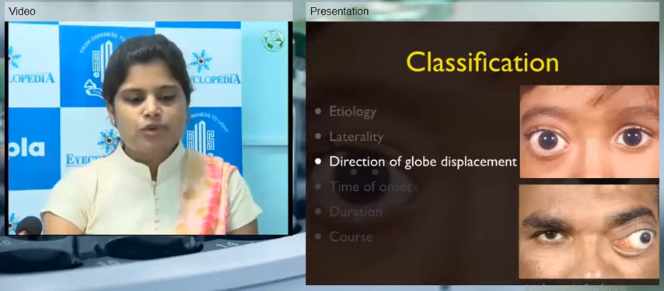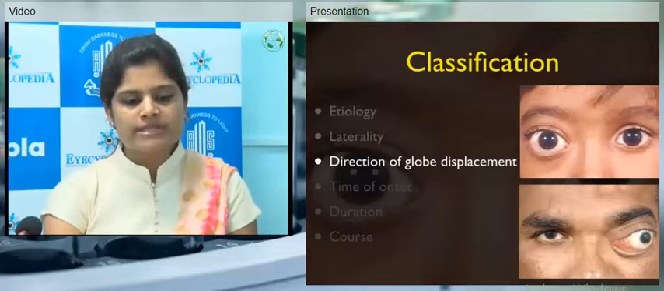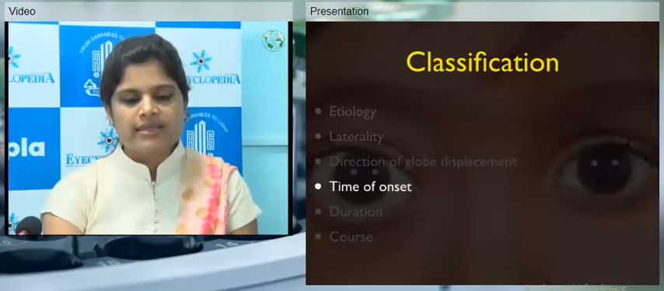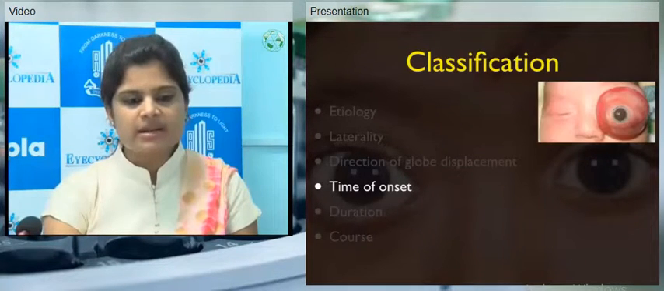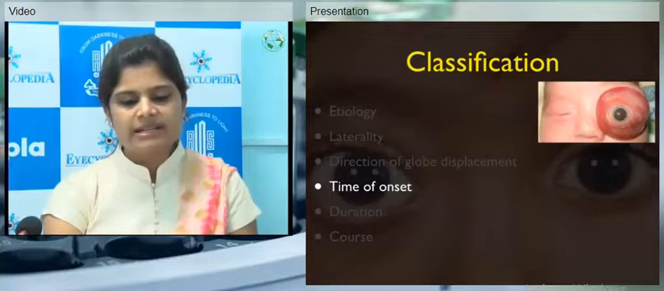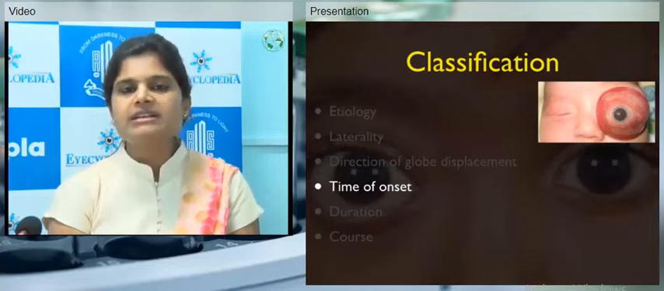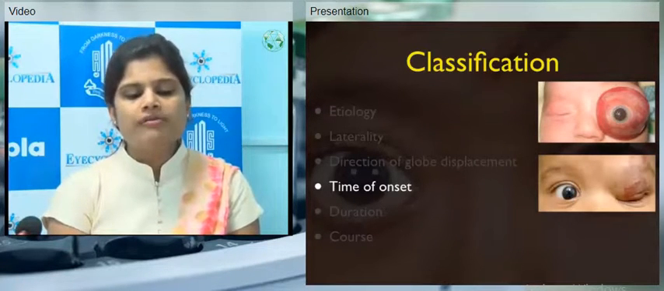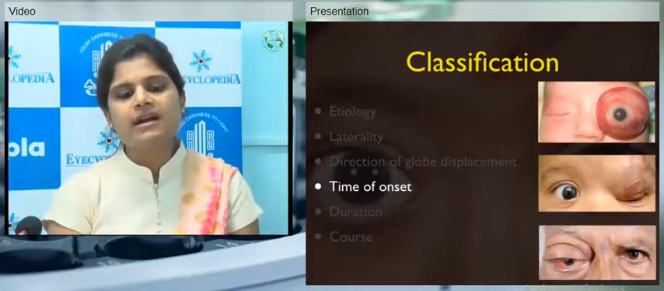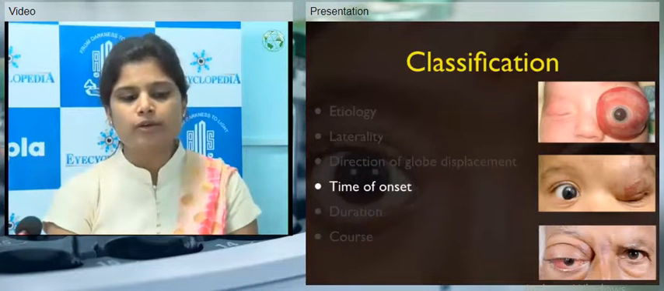Then next we have to look at the time of onset of proptosis. That is, whether it is present at birth, that is, congenital, or whether it is infantile or whether it is adult onset. That again helps us to narrow down the diagnosis.